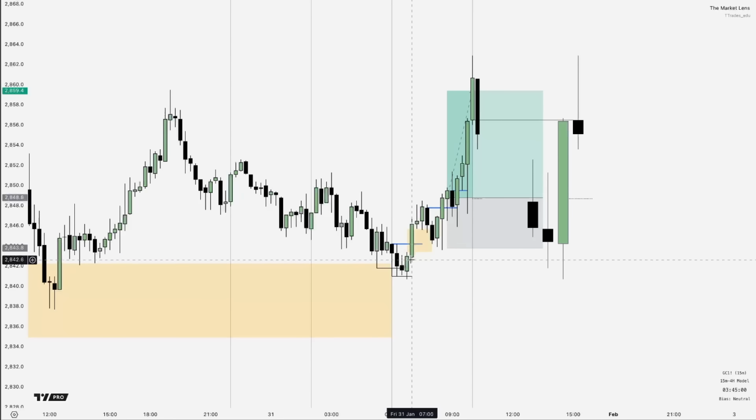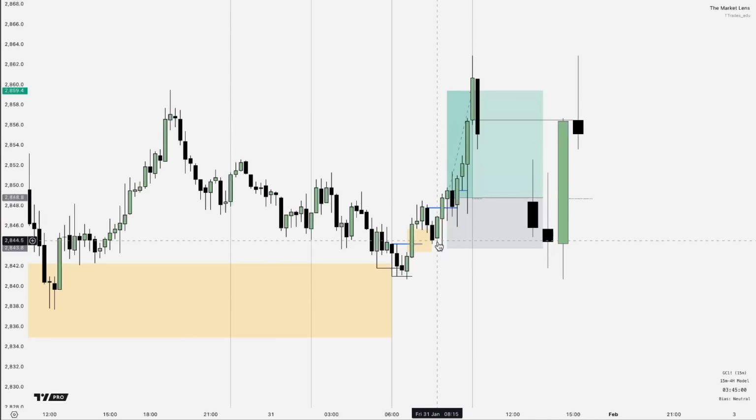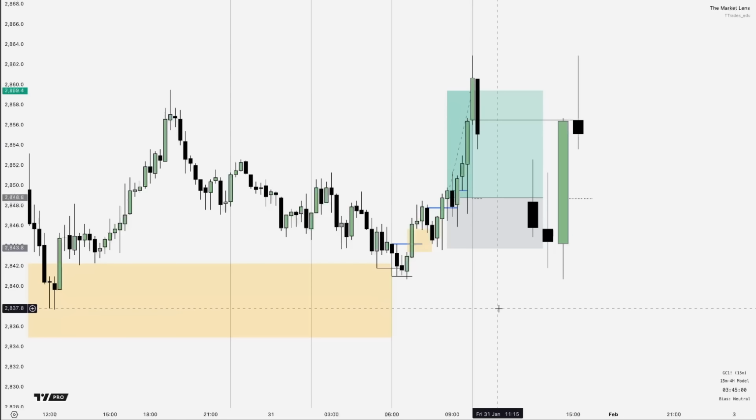I let the change in the state of delivery occur, not looking to get on side with it, or if I just miss it, and then using the continuations following this to get on side with the move. And what I am doing is I'm actually allowing all the timeframes to align in one direction to have expansion occur. So let's get into another example.